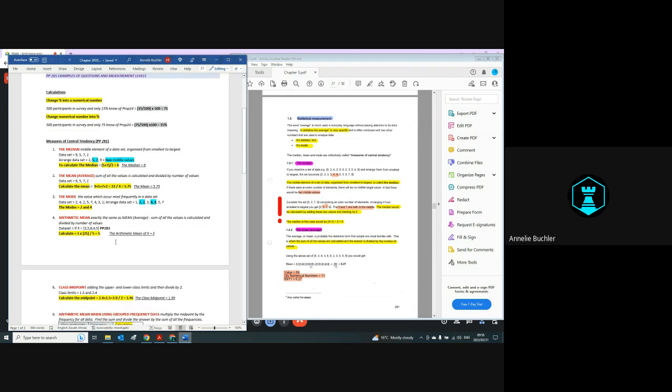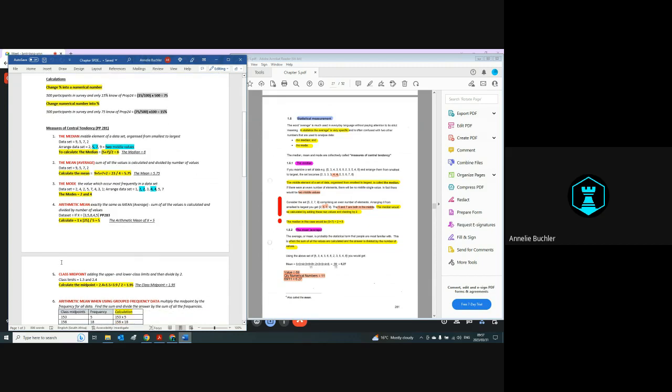Now the mode. The mode is not really a calculation, but the mode is the value which occurs most frequently in a data set. They give you the data set here: 2, 4, 2, 5, 7, 4, 1. Now you're going to have to arrange the data set to make sense of it. Then you see, aha, the number 2 occurs twice, and the number 4 occurs twice. So the modes are 2 and 4.